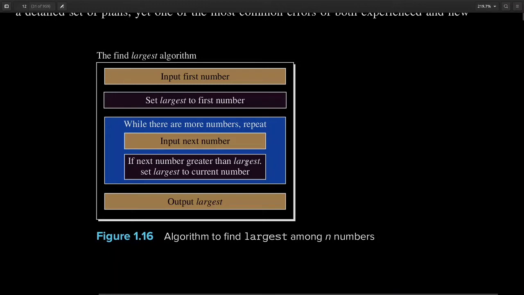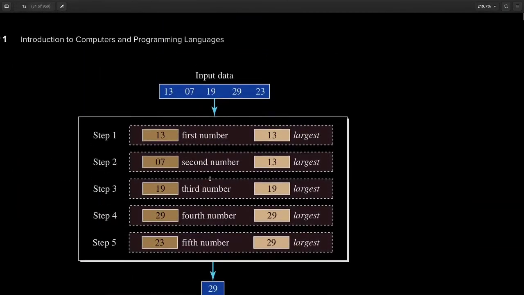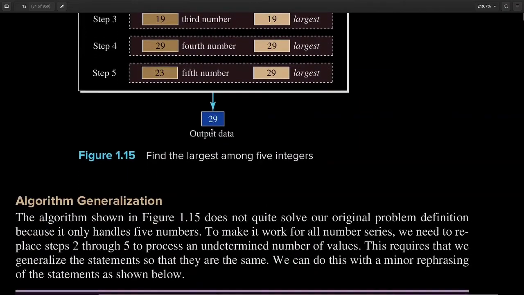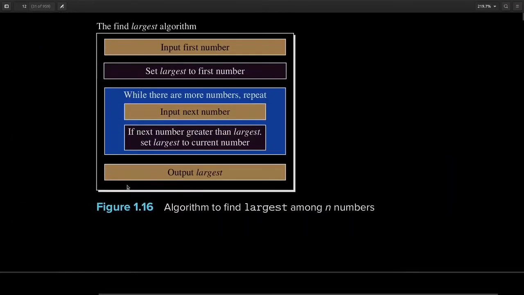If the next number is greater than largest, then we set largest to the current number, as we did here. If you observe carefully, we considered the first number 13 to be the largest, and then the next number is 7. 7 is less than 13, so we are not going to update largest. But consider the case of 19 and 29: largest is currently 19, but the next number in the list is 29. If you compare, we will update our largest container to 29. So finally we get the output as 29. This is the generalization of this algorithm.